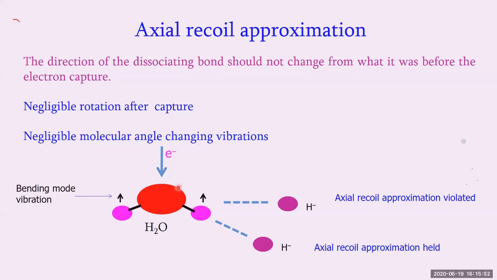Here I am showing an example of the water molecule. With electron attachment you have a state, and this particular bond which I'm showing here, H minus, is ejected. If it is ejected without any change in the bond angle, the axial recoil approximation is valid. But suppose the molecule is undergoing vibration by the time this H minus is ejected, then the axial recoil approximation is no longer valid. So this is an important thing.